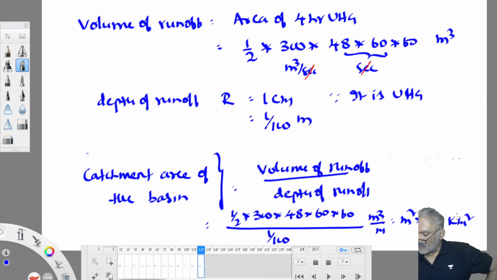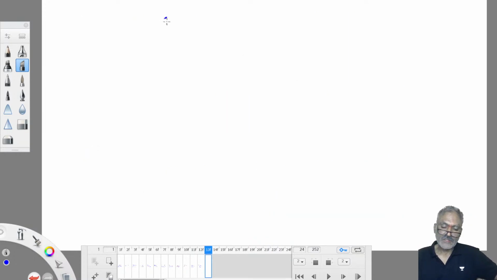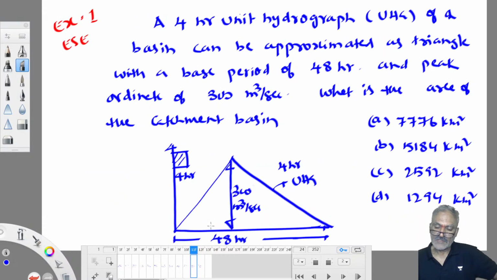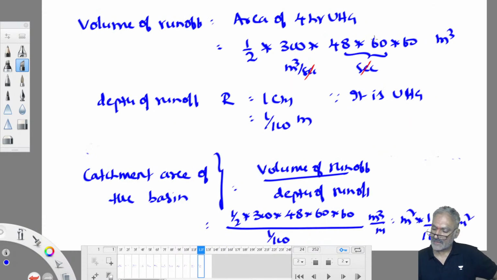Deepak has given 5184. That is the wrong answer, Deepak. It is 2592 kilometers square. So therefore the answer is 2592. Deepak, correct yourself. You wrote 40, but it is 48 hours. It is given as 48 hours, no? What I wrote was 48 only. You took it as 40. It's not 40, 48 it is.